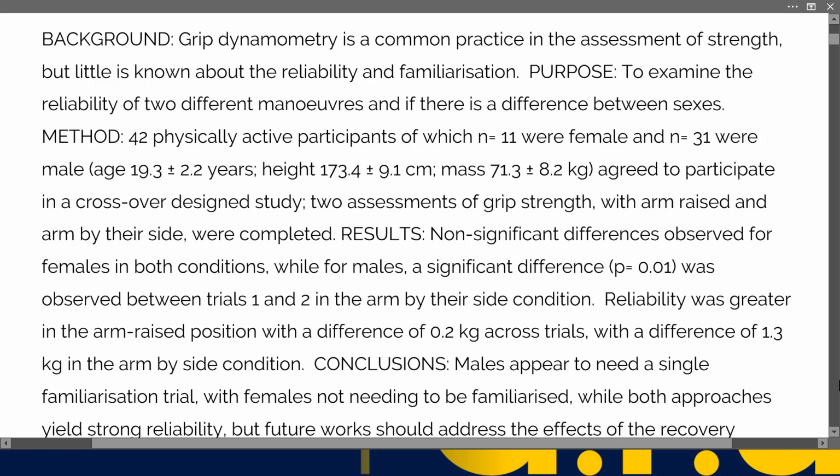In the background it's gone with, well, look, we know this has been undertaken, but we know there are issues because we don't know how reliable these are. So this is saying, well, actually the purpose of this study was to examine the reliability, and it's going to examine two different approaches to grip testing, and importantly, it's going to address this in relation to the sexes. So it's funneled down from a broad approach, which is the background, and it's now brought this into a narrow field, which is what the purpose of the study is about.